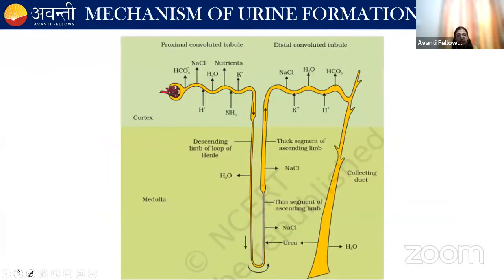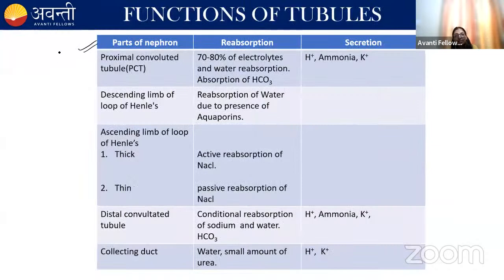Okay, let me show you this table. This table is very, very important. First, in the proximal convoluted tubule, 70 to 80% of the electrolytes are reabsorbed. Water is reabsorbed.